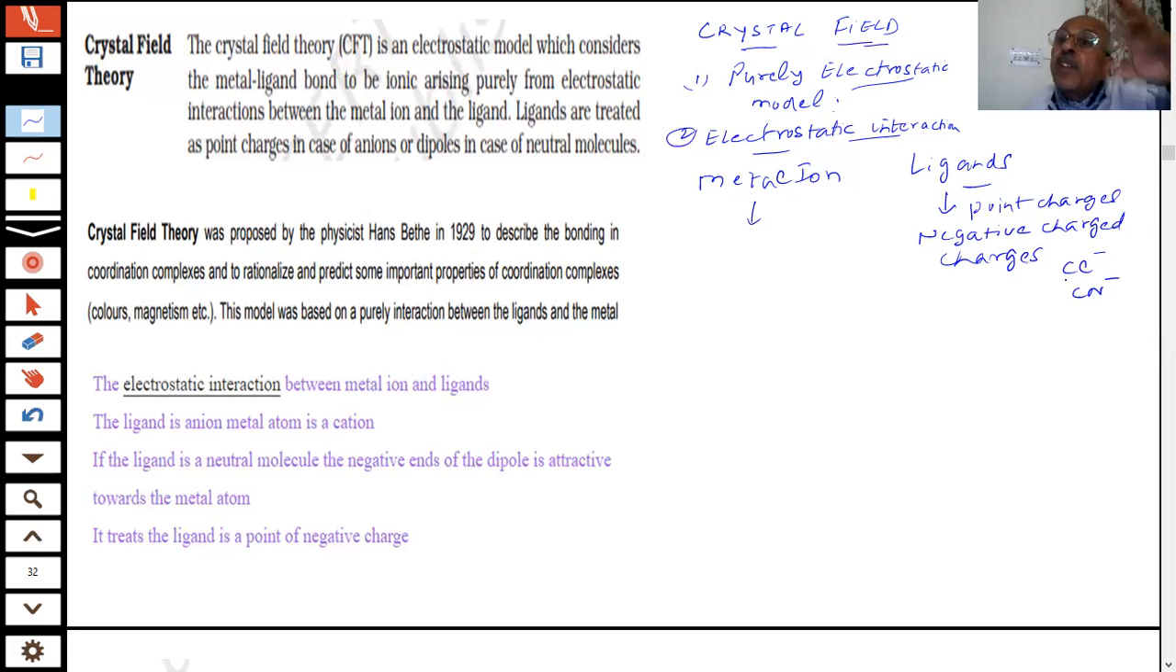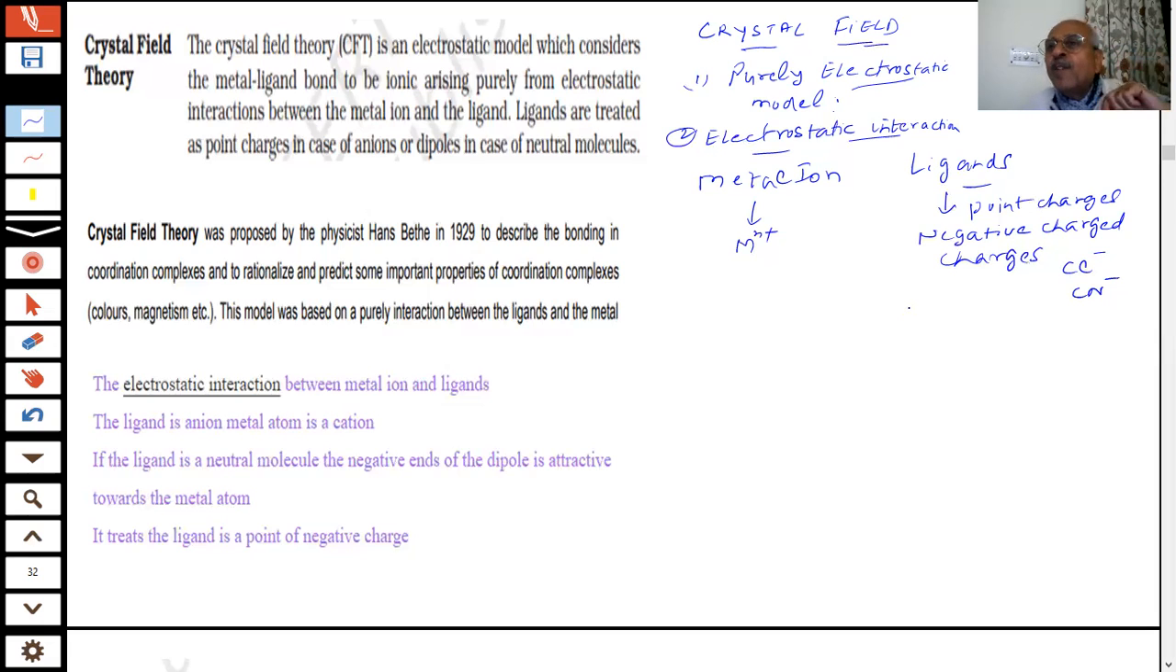If there is a negative charge, there is a field around it. And the metal ion, Mn+, has a positive charge around it. Positive and negative, what will they do? There will be an attractive force between the two, just like NaCl, sodium positive and chloride minus. There is an electrostatic force, an ionic bond between the two. There is no covalent bond.